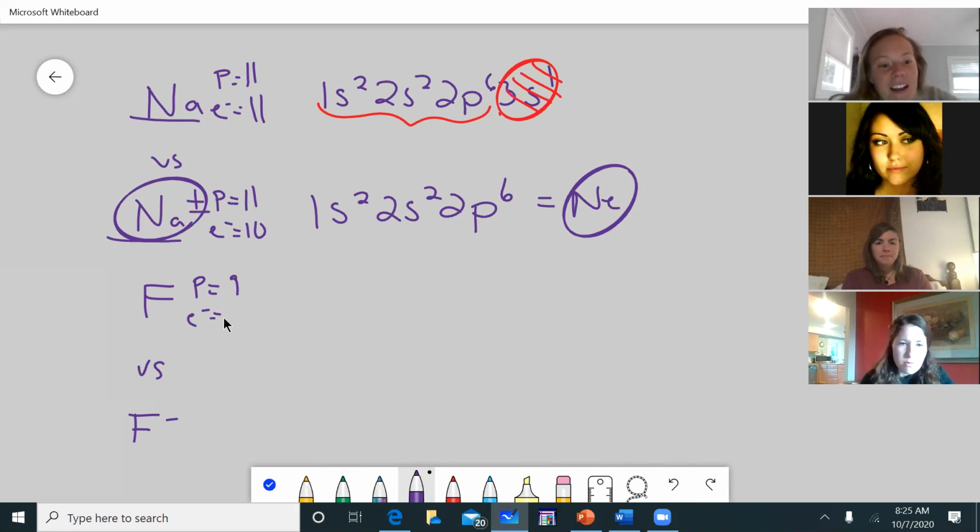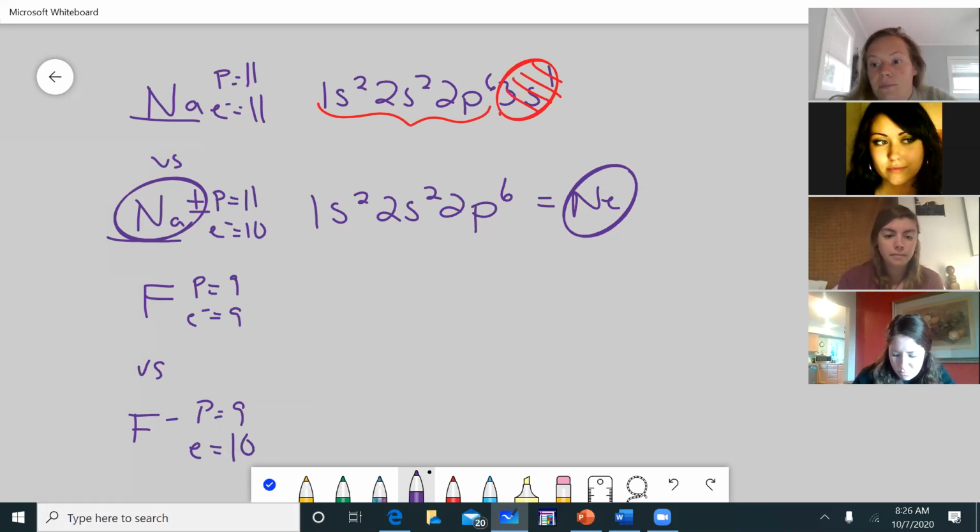Okay, we've got 9 electrons as well because it's not charged. If there's no charge, you can assume the same. Now this one down here, protons, also 9. Electrons have shifted though. We've got a negative charge, so that means that we've added an electron. So let's go through the electron configuration of fluorine first. 1s2, 2s2, 2p5.